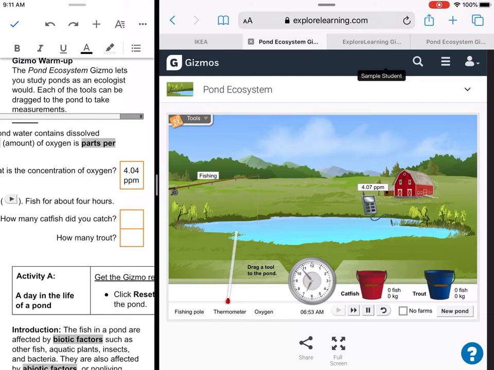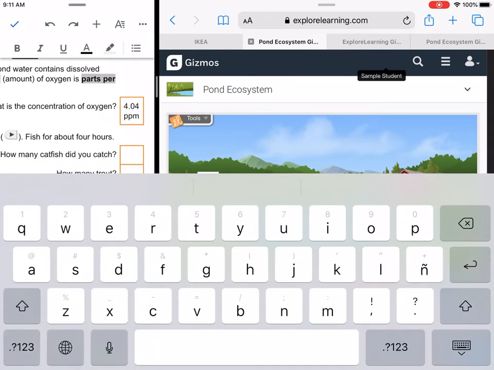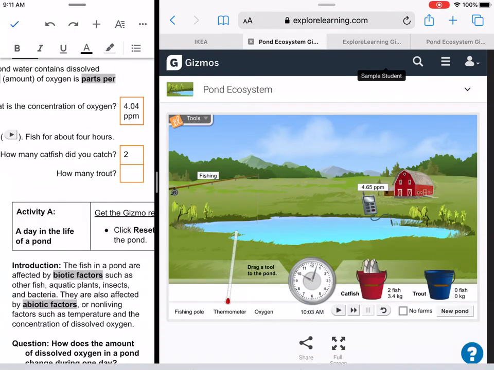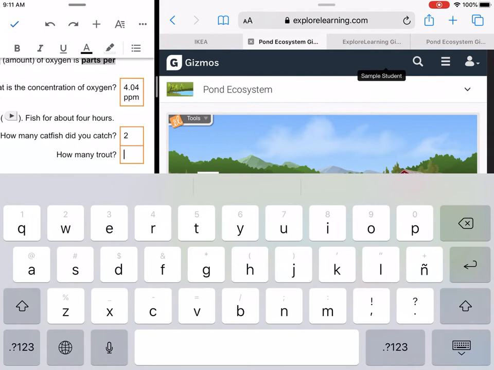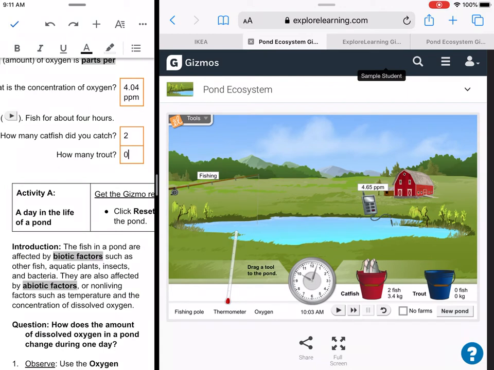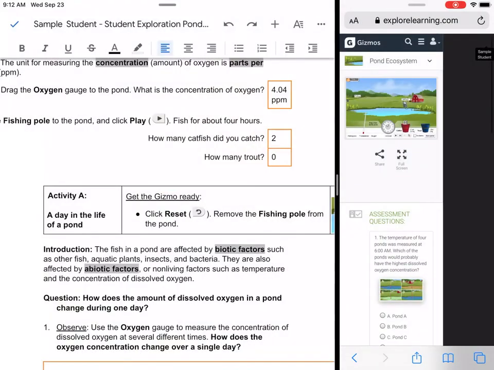So there's 1 hour, 2 hours, 3 hours. Oh, I noticed the dissolved oxygen is going up. There's 4 hours. Right there, 10 o'clock. 6 to 10 is 4 hours. And it says, how many catfish did you catch? Well, I have 2 catfish in my bucket. How many trout? 0. Now, if you have a different setup than what my pond is, yours may look a little different than this, but this is the initial starting pond.